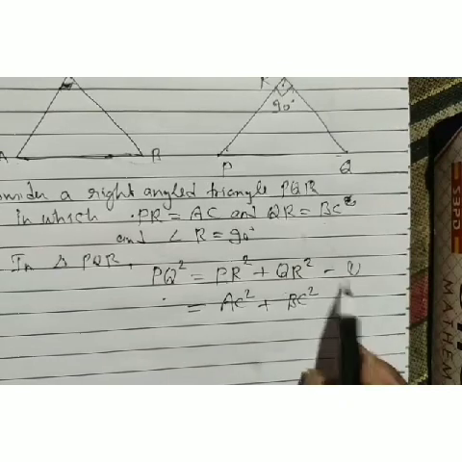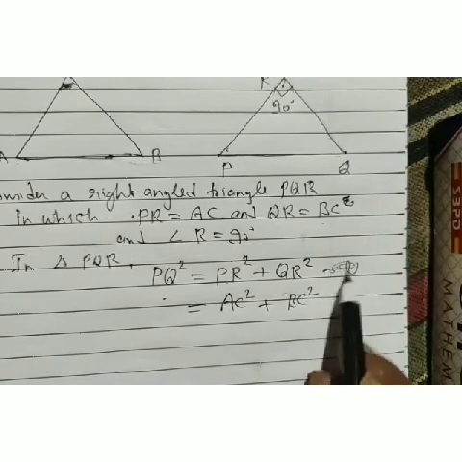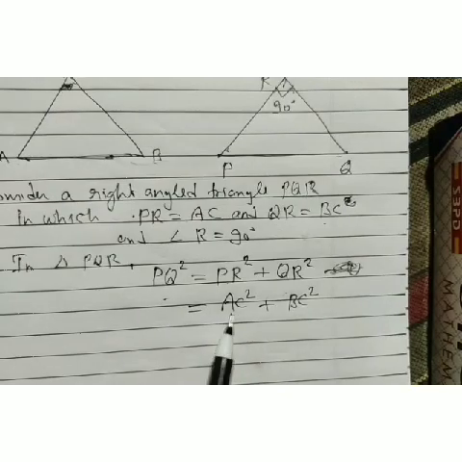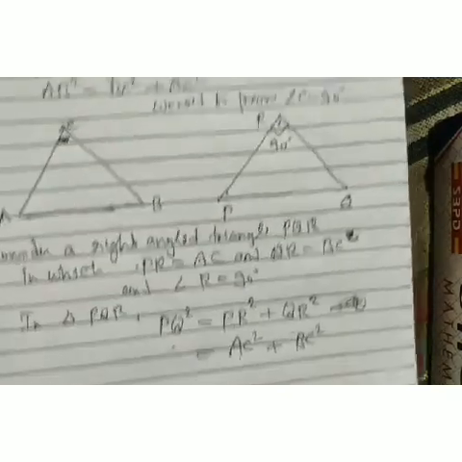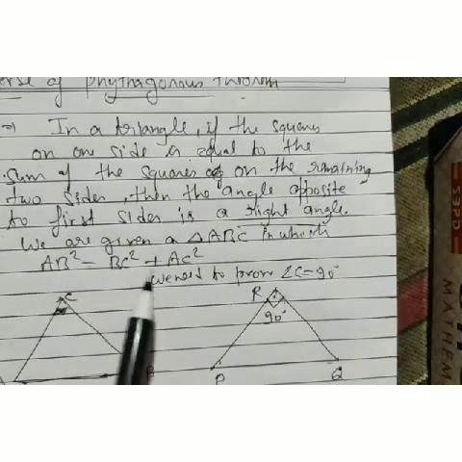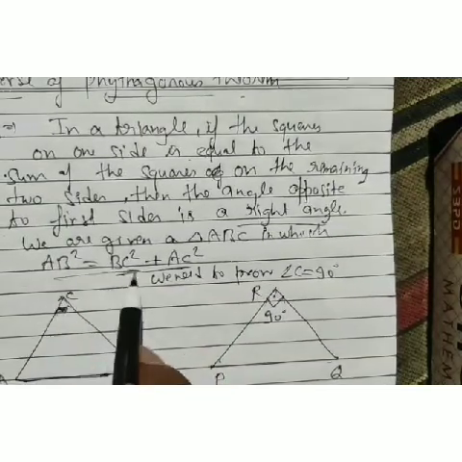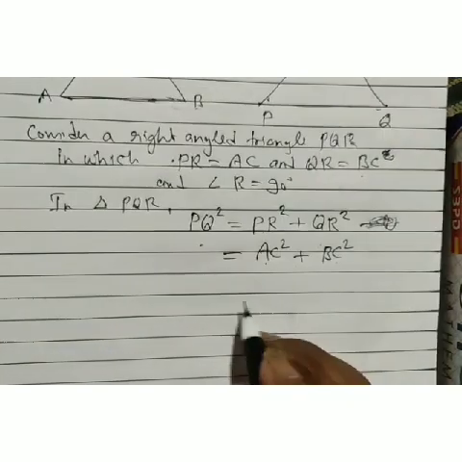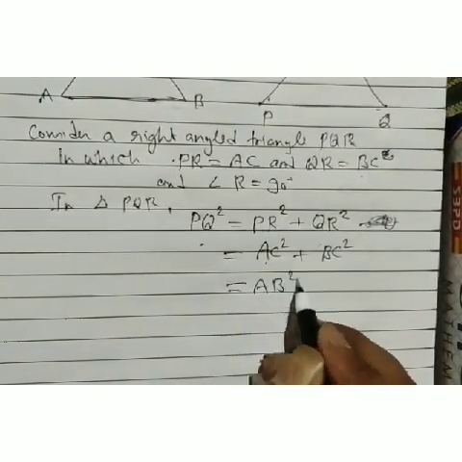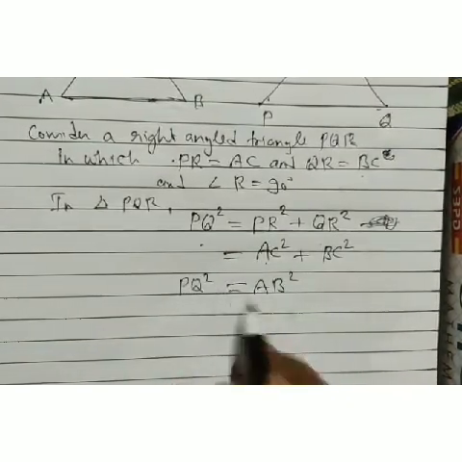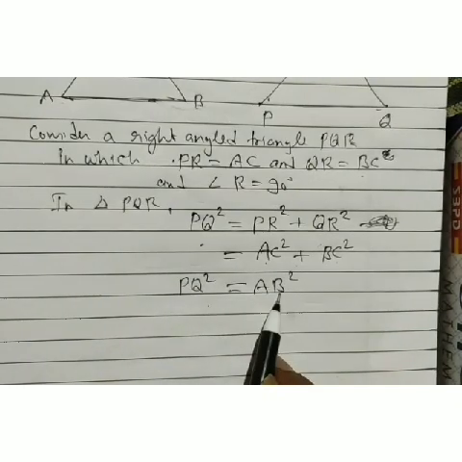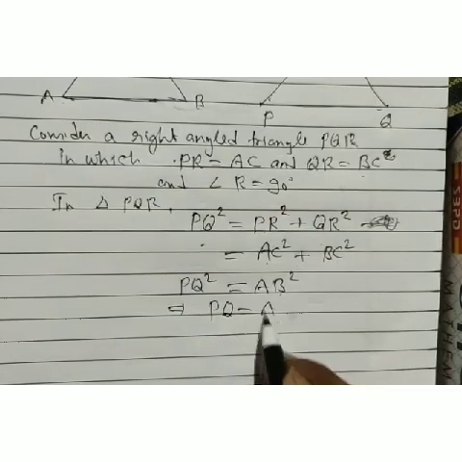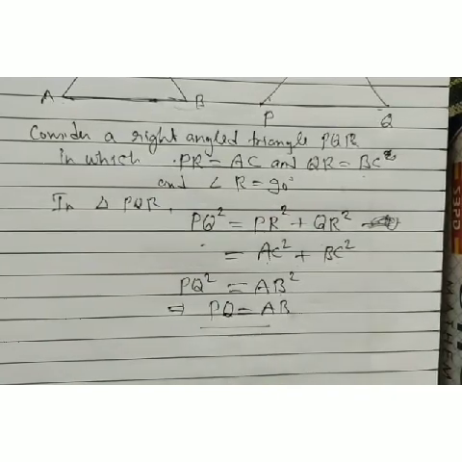Now, look, the value of AC square plus BC square is what? We have been given that AC square plus BC square is equal to AB square, and we can write here AB square. Now what do we get? We get PQ square equal to AB square, and this implies the length of PQ is equal to AB.